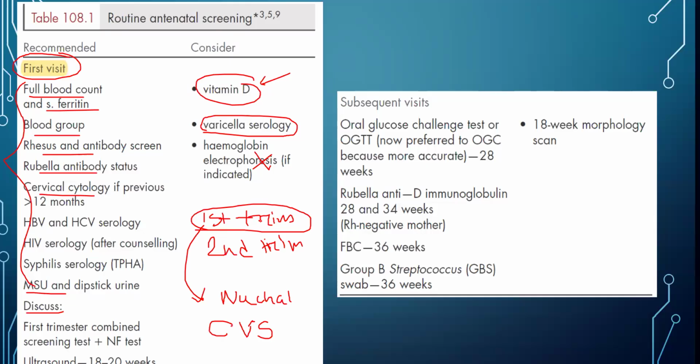If the patient missed the first trimester Down syndrome screening, then in the second trimester you can do a screening test, which will be some hormone tests. There are 3 hormone tests that we do. If the hormone tests show that the patient has a high risk of Down syndrome, then the definitive test will be amniocentesis.